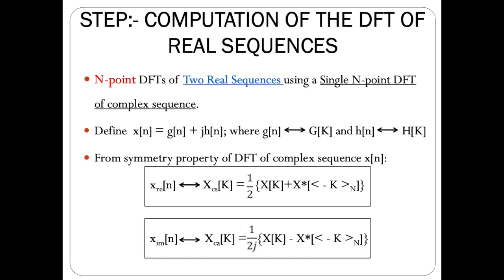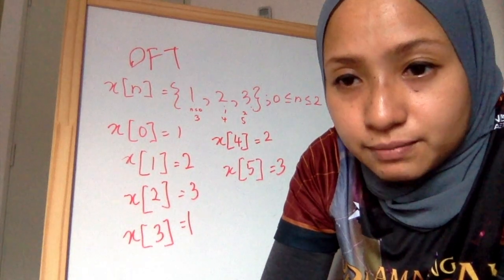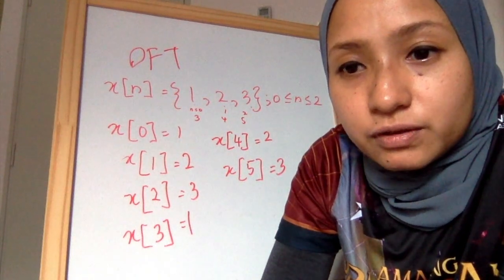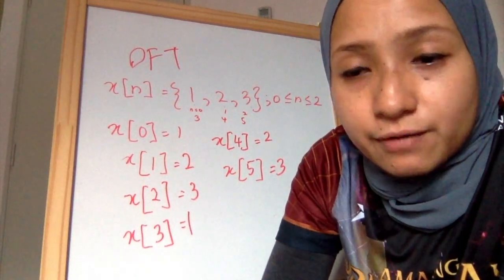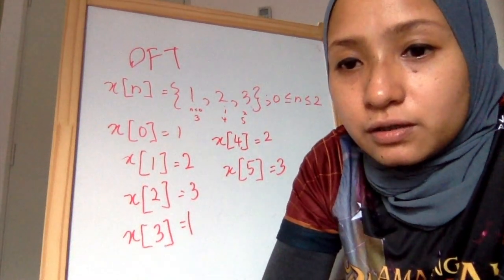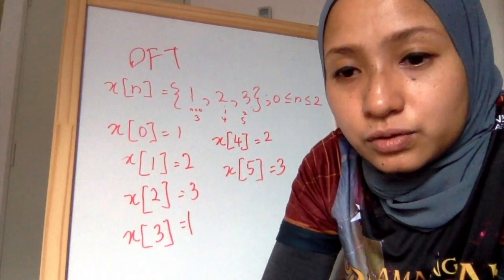Where the DFT of Gn is Gk and the DFT of Hn is Hk. From the symmetry property of the DFT of the complex sequence Sn, we know these two equations. These two equations will be given in the table of properties during the final exam and your test. We will give you the formula sheet, so you don't have to worry. Everything is on the formula sheet, just that you must know how to use it.